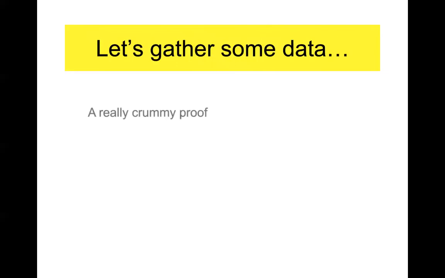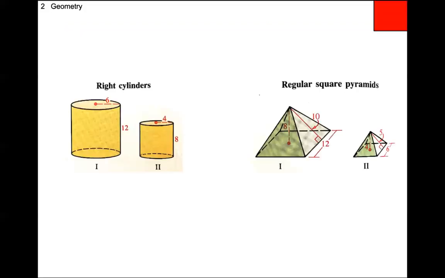So let's gather some data. By the way, this is the proof of the theorem that we're about to show at the end here, and it's a crummy proof, and you'll see why here in a second. All right, so here are two. I'm going to claim that these two are similar, right? And that's why it's a crummy proof, because I'm claiming they're similar without proving that they're similar. All right, so I'm going to claim that those two cylinders are similar, and I'm going to claim that those two pyramids are similar. That's the start.